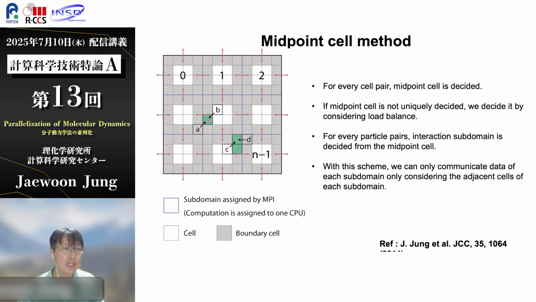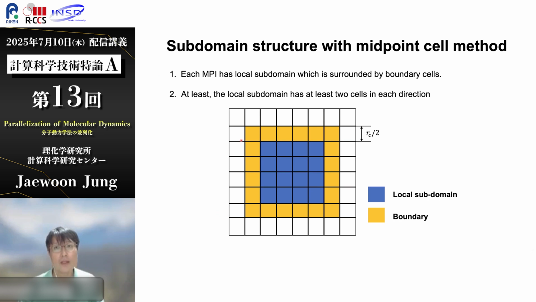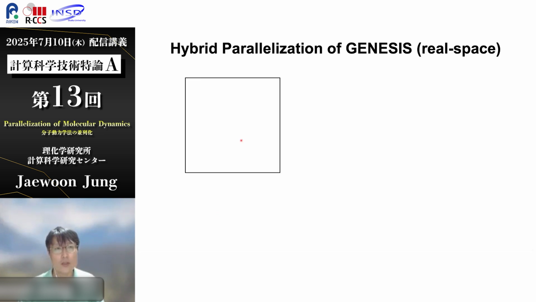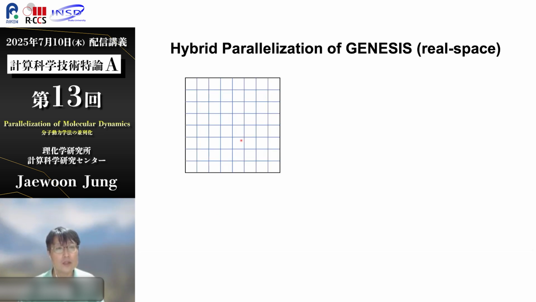The midpoint cell is here. So the processor related to this subdomain will calculate the interaction between particles in cell A and particles in cell B. In some cases, the midpoint is not defined uniquely. Then we decide based on the load balance. And so in fact, this is what it does in Genesis.